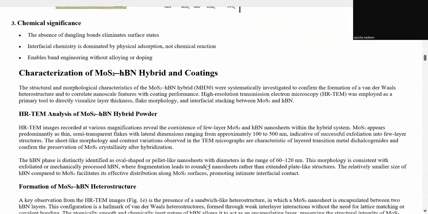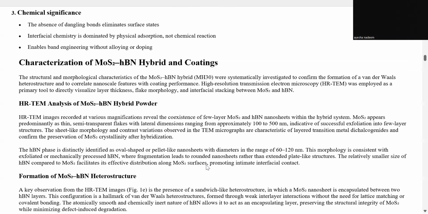Now we will discuss the characterization of molybdenum disulfide and hexagonal boron nitride hybrids and coatings. The structural and morphological characteristics of molybdenum disulfide and hexagonal boron nitride hybrids were systematically investigated to confirm the formation of van der Waals heterostructures and to correlate nanoscale features with coating performance. High-resolution transmission electron microscopy, HRTEM, was employed as a primary tool to directly visualize layer thickness, flake morphology, and interfacial stacking between molybdenum disulfide and hexagonal boron nitride.